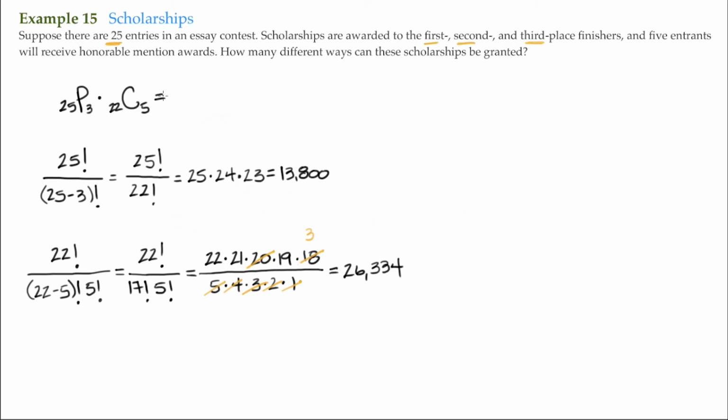So this winds up being 13,800 times our 26,334. And that comes out to be 363,409,200 different ways to award these scholarships.